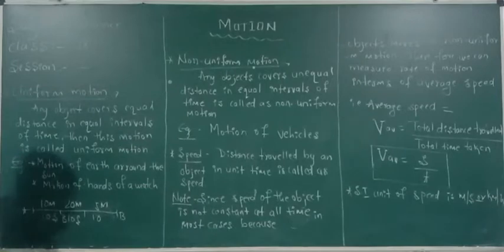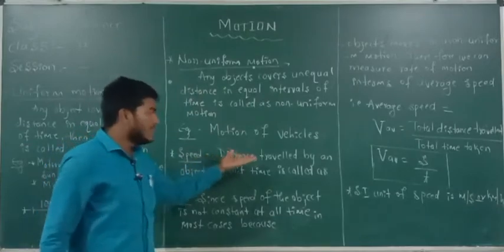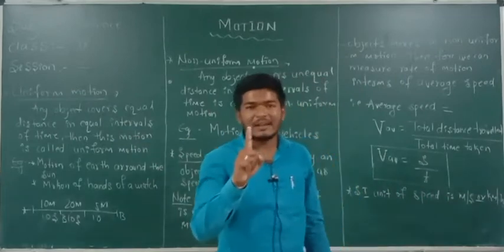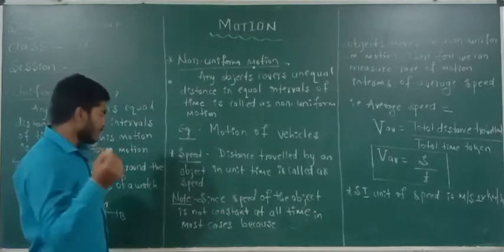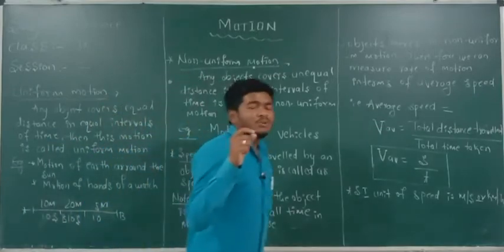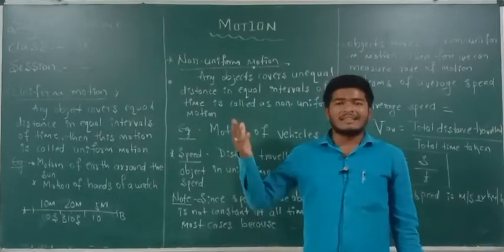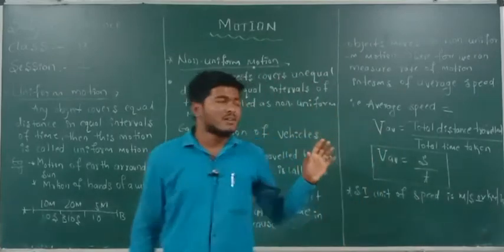Then the distance that the car travels from A to B in 1 second is the speed of the car. So what is speed? Speed is the distance traveled by an object in 1 second, or in a unit time. Note here, the speed of an object is not constant all the time. Any object on the earth, any vehicle you take, be it a bus, a car, or a cycle, does not cover equal distance.